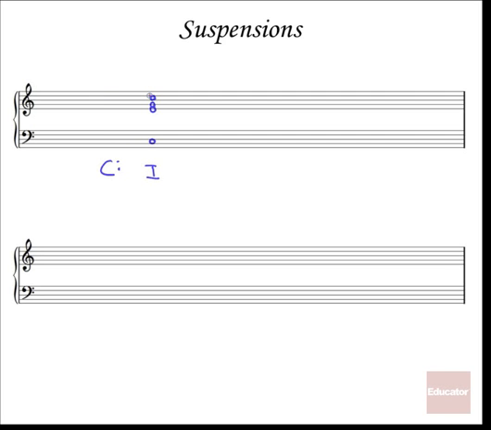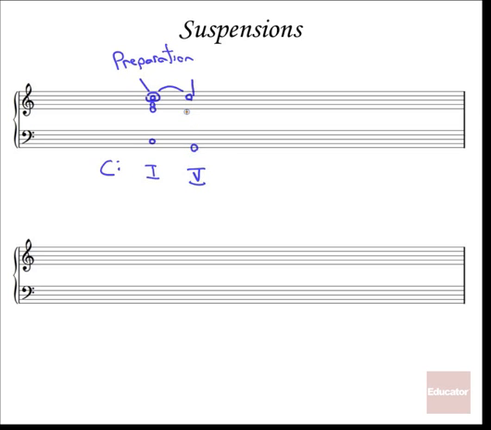So I'm going to use this C up here to form the suspension. So this C is being prepared, preparation. And when I say it's being prepared, it means that it appears first in a consonant context, and then it's going to be tied over. And I'm going to change chords now to a 5.